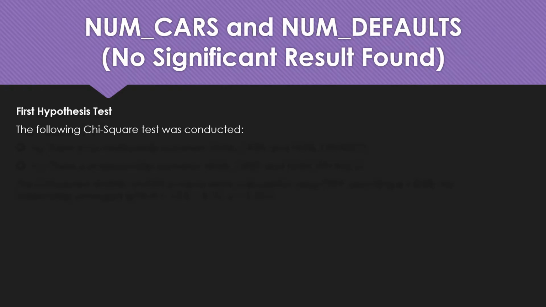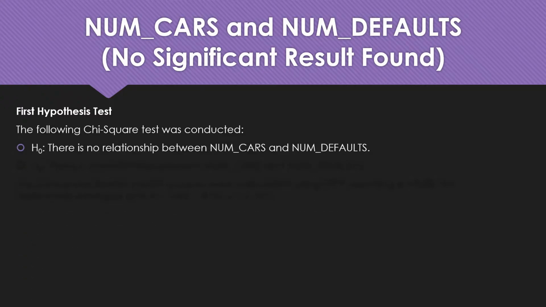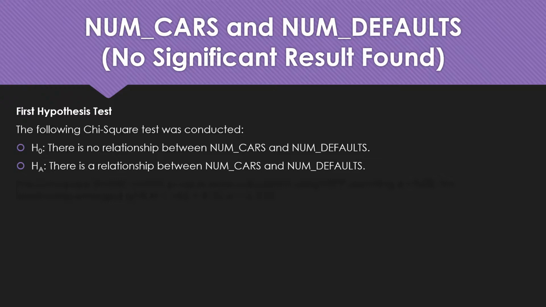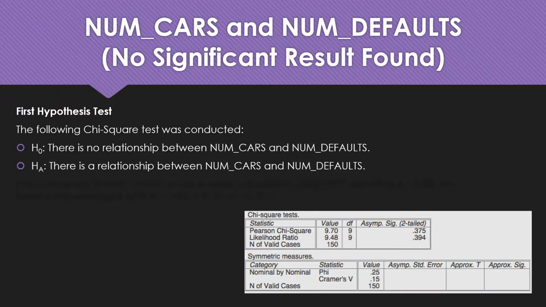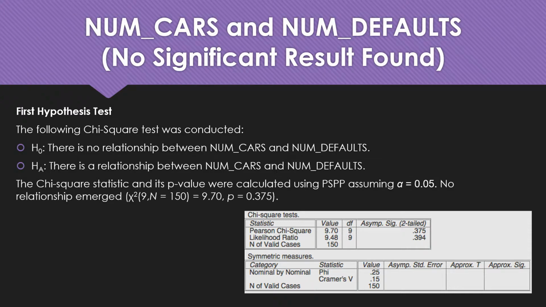Now it's time for our first hypothesis test. The following chi-square test was conducted. Null hypothesis. There is no relationship between the number of cars and number of defaults. Alternate hypothesis. There is a relationship between the number of cars and number of defaults. After performing the chi-square test using PSPP, assuming alpha equals 0.05, we know that the test had 9 degrees of freedom, contained 150 cases, and the chi-square statistic was 9.70. The p-value equals 0.375, therefore, no relationship emerged.